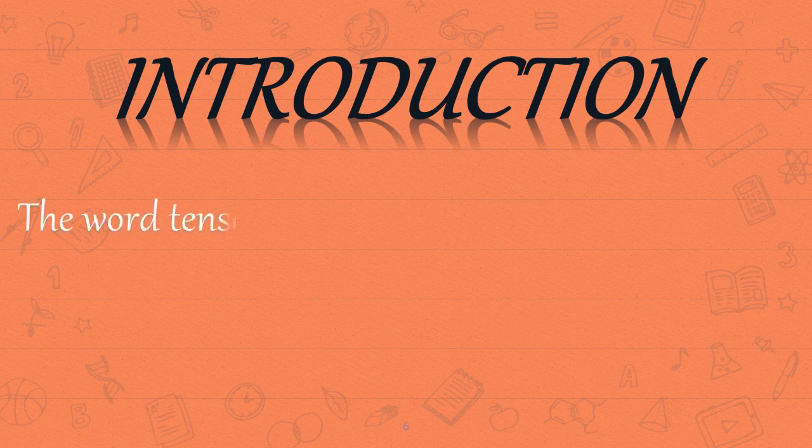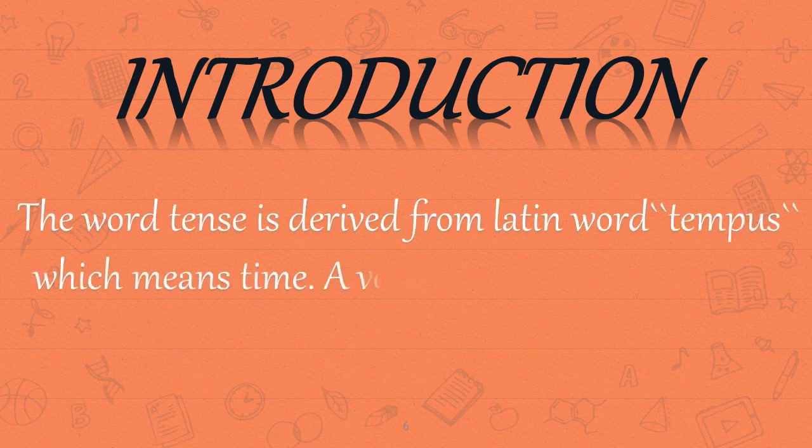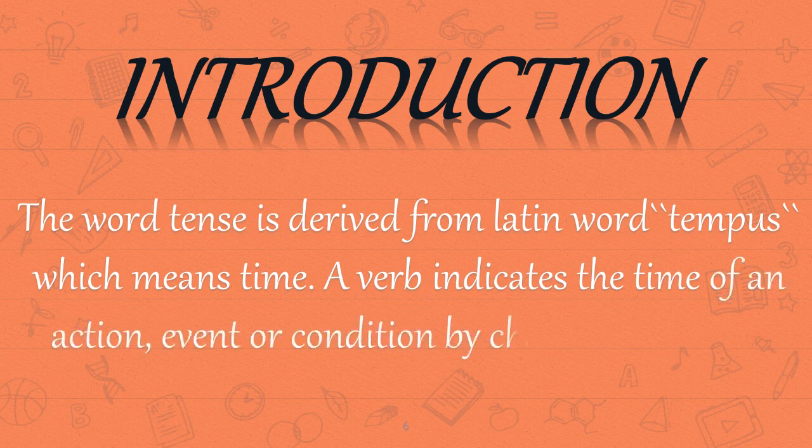Introduction. The word tense is derived from Latin word tempus, which means time. A verb indicates the time of an action, event or condition by changing its form. I repeat, the word tense is derived from Latin word tempus, that means time. A verb indicates the time of an action, event or condition by changing its form.